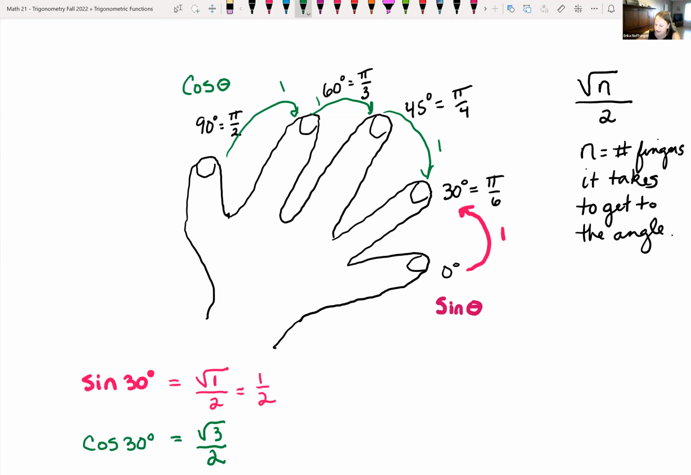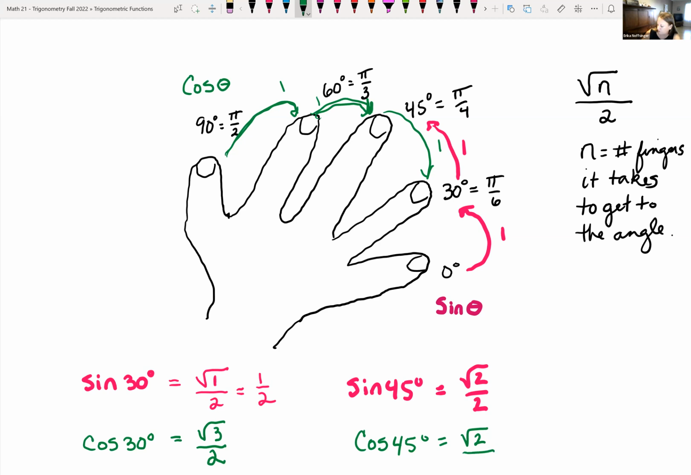So if we're looking at sine of 45 degrees, well, from 0 to 30 degrees is one finger, 30 degrees to 45 degrees is another finger. Counting the number of fingers, there's 2 of them, so it's square root of 2 all over 2. Cosine of 45 degrees: if I'm looking at my thumb and counting down to 45 degrees, I have 2 fingers to get down there. So this is square root of 2 all over 2.